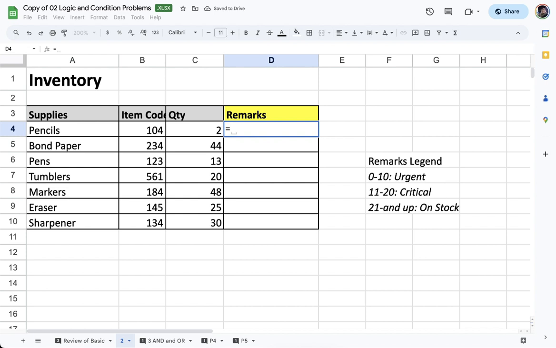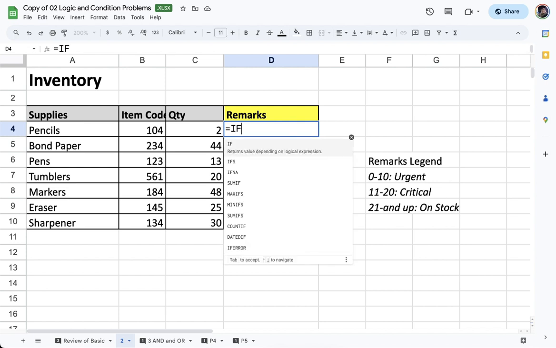So to solve something like this in Google Sheets, or actually even in Excel, we'll start with, of course, an if statement.